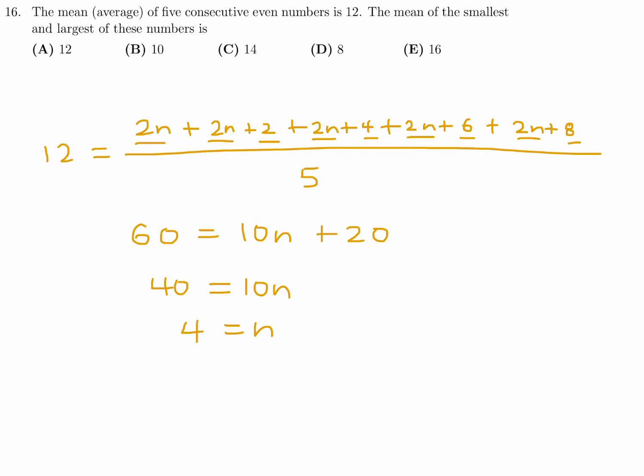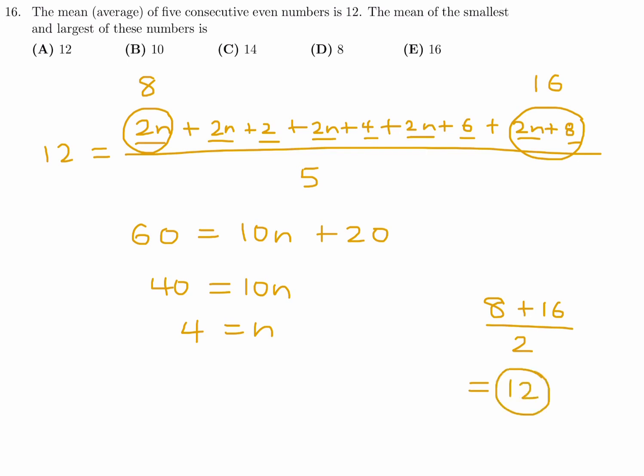They want the mean of the smallest and largest. This is the smallest number, and this is the largest number. So if n is 4, this is 8, and this would be 2 times 4, which is 8, plus 8 is 16. So they want the mean of those two numbers. Okay, no problem. 8 plus 16 divided by 2 is 8 plus 16 is 24, divided by 2 is 12. So that's the answer, 12. Interestingly, is the same as that. Number 16, therefore, the answer is A.